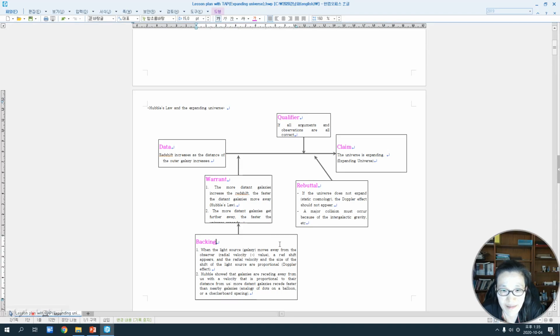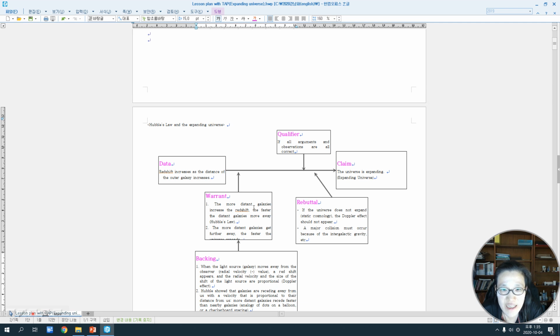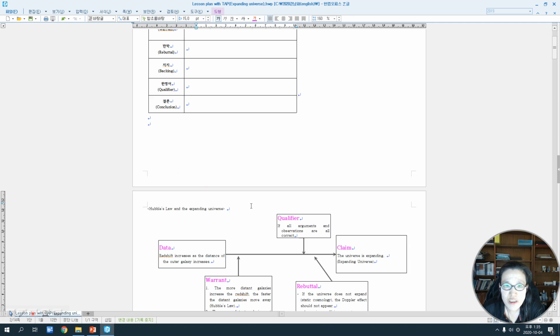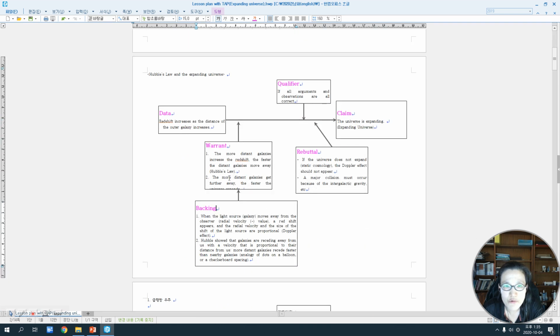Okay, the last way of using Toulmin's argumentation is about designing your science or mathematics lesson plans. This one shows the components of Toulmin's argumentation model, where the topic of this lesson is Hubble's law and the expanding universe. You can see all these components of Toulmin's argumentation. You start from the data and you connect to the claim, and based on what? Which is called warrant. The second warrant is called backing, and there could be rebuttal, reservation, and there is a qualifier.